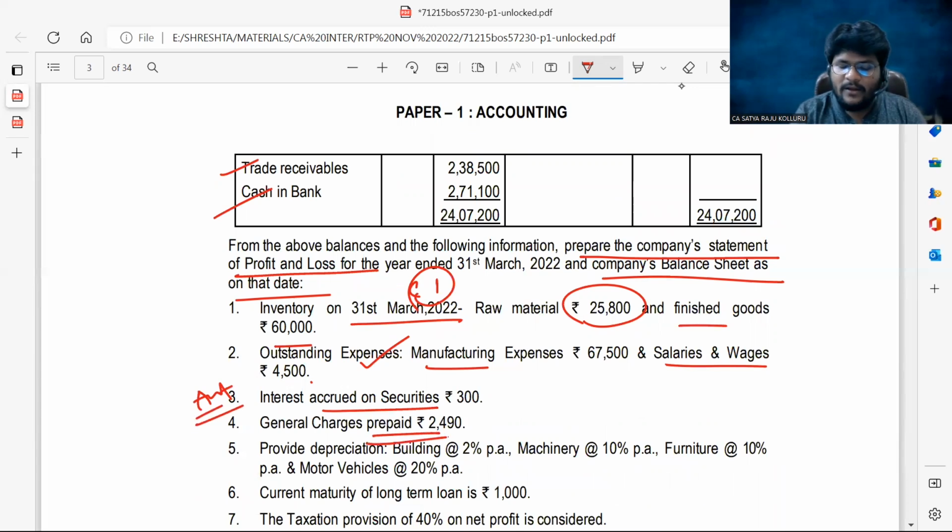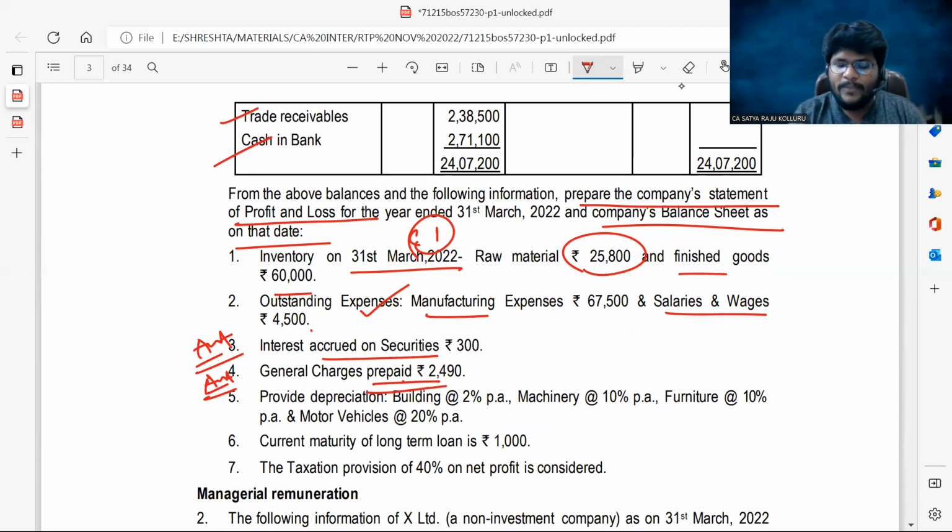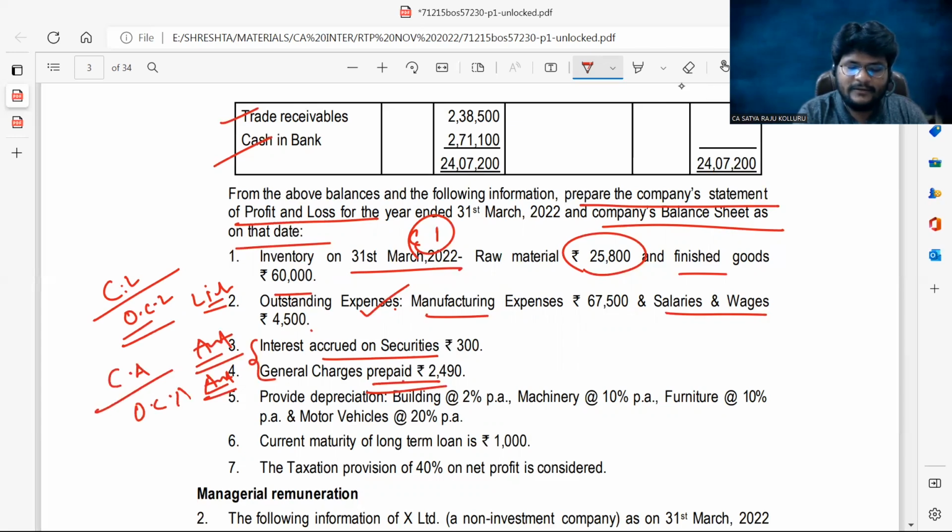General charges prepaid, which is prepaid expenses, again an asset. Prepaid expenses is an asset. Accrued income is an asset. Sir, where should we represent all these assets, guys? Outstanding expenses is a liability, right? The liability should be shown under current liabilities, other current liabilities. So both of these assets you can show under current assets, under other current assets. That is the correct head for outstanding expenses, accrued income and prepaid expenses.